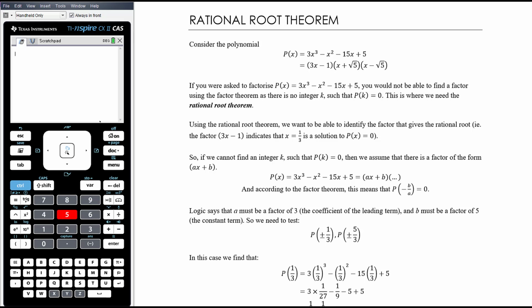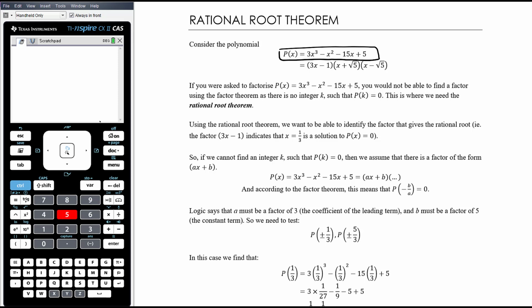Okay, if we think about this polynomial that I've got here, 3x cubed minus x squared minus 15x plus 5. That factorises to 3 fairly nice linear terms, 3x minus 1, x plus root 5, and x minus root 5. Now the problem is if I didn't give you this factorised form and I asked you to factorise this, your first step would be to try and identify one factor using the factor theorem. Now the factor theorem, we generally test integer values. We substitute integers into the polynomial until we get something that gives us 0.